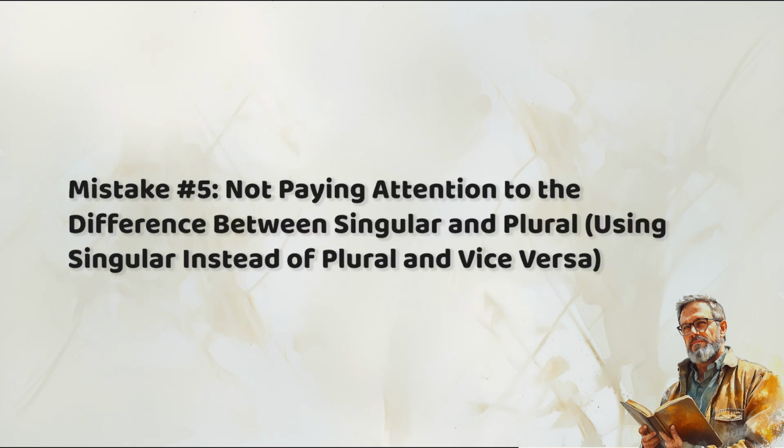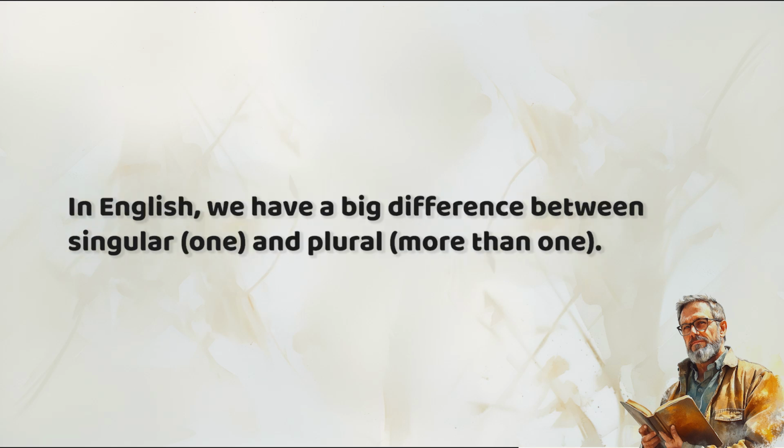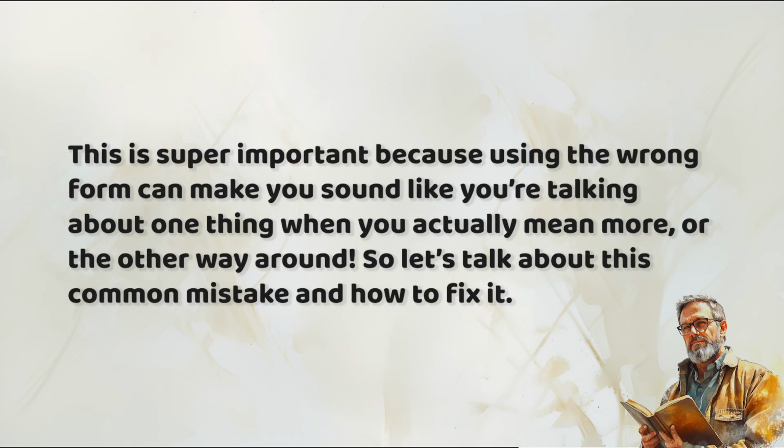Mistake number 5. Not paying attention to the difference between singular and plural, using singular instead of plural and vice versa. In English, we have a big difference between singular, one, and plural, more than one. This is super important because using the wrong form can make you sound like you're talking about one thing when you actually mean more, or the other way around. So let's talk about this common mistake and how to fix it.